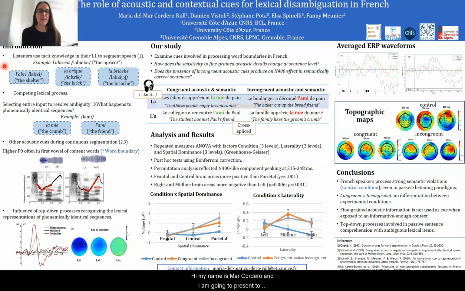Hi, my name is Cordero, and I am going to present you our study that is entitled The Role of Acoustic and Contextual Cues for Lexical Disambiguation in French.